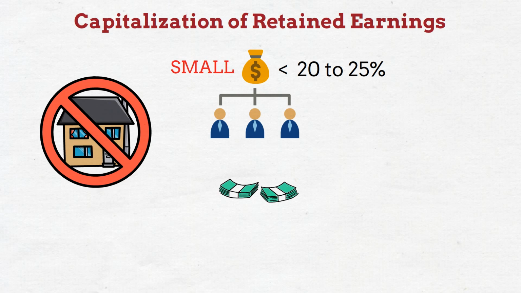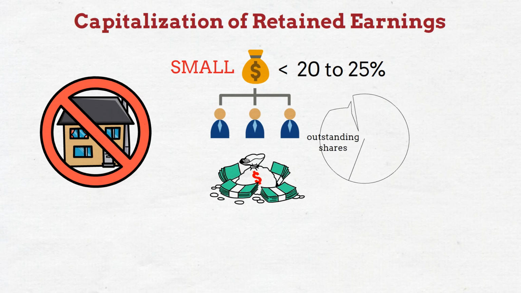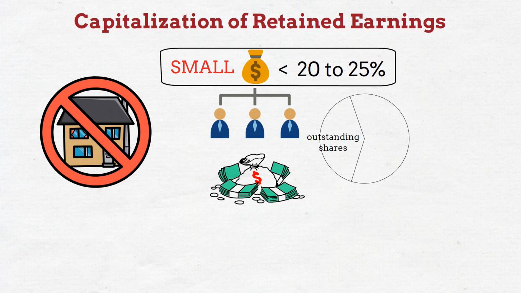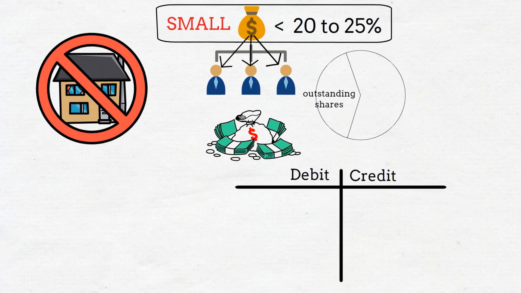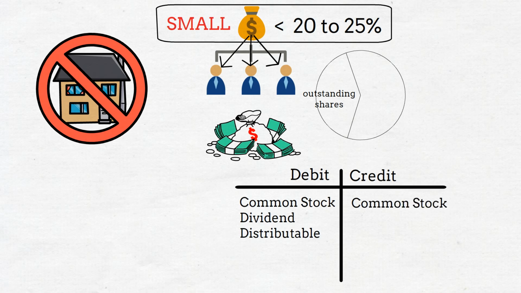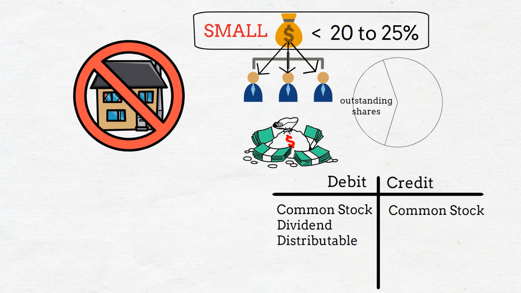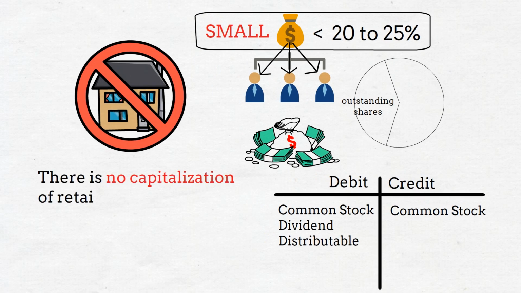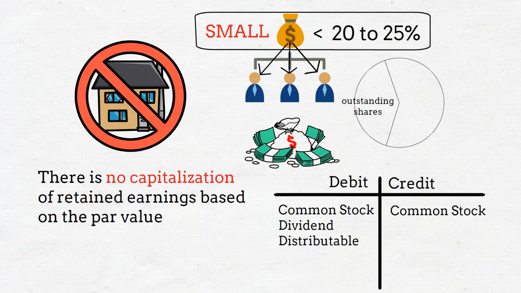Instead, the company transfers a portion of its retained earnings to its paid-in capital accounts to reflect the increase in outstanding shares. Specifically, the accounting treatment for a small stock dividend involves debiting retained earnings for the market value of the shares to be distributed and crediting common stock dividend distributable for the par value of the shares to be distributed. When the shares are distributed, common stock dividend distributable is debited, and common stock is credited for the par value of the shares. Therefore, in the case of a small stock dividend, there is no capitalization of retained earnings based on the par value or market value of the shares outstanding or to be distributed.